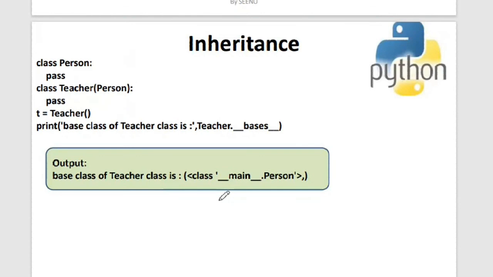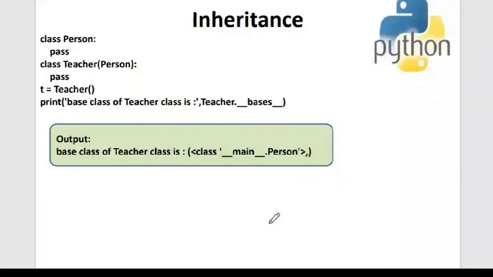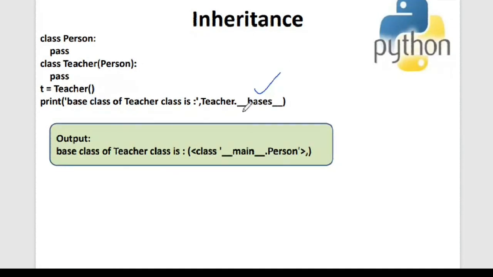In my previous unit, when I was discussing the built-in functions and attributes, I showed you one of the attributes, which is the bases attribute. What is the purpose of the bases attribute? The purpose of the bases attribute is to print the base class of a class. Here I just have a class Person and a class Teacher, and Teacher is derived from the Person class. Now I want to know what the superclass of the Teacher class is. To know that, I can use this bases attribute.